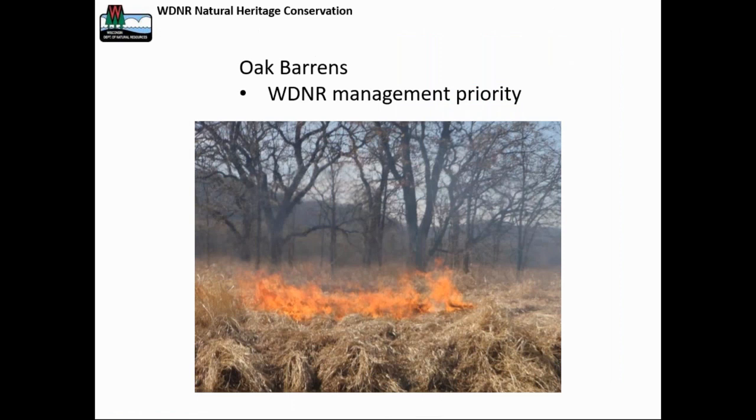Oak barrens are also a management priority for the Wisconsin DNR, as determined by the recent alignment effort. And that's both at the regional level as well as for prescribed burning through the Barrens, Grasslands, Savannas, and Wetlands habitat prioritization process.